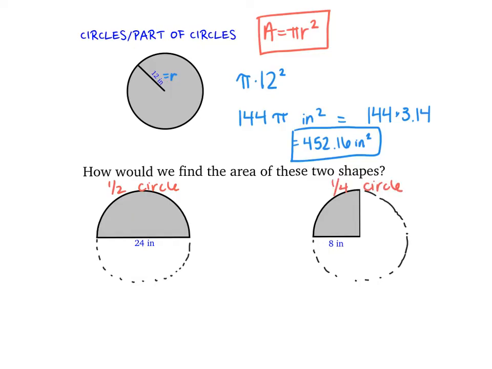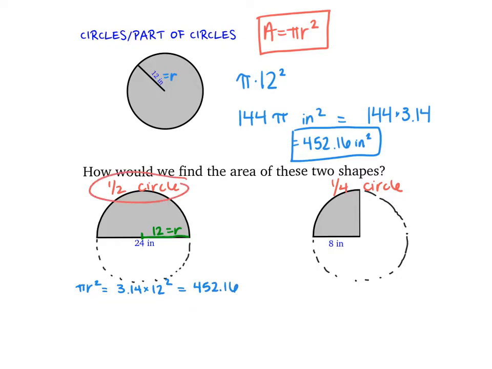Anytime you have a part of a circle, you're going to start off by finding the area as if it was a complete circle. So to do that, you're going to do pi r squared. For this first example, that 24 is my diameter because it goes all the way across, which means my radius is 12. So to find the area of what the full circle would be, I would do pi times my radius squared, which happens to be the same as that top example. So I know the answer is 452.16.